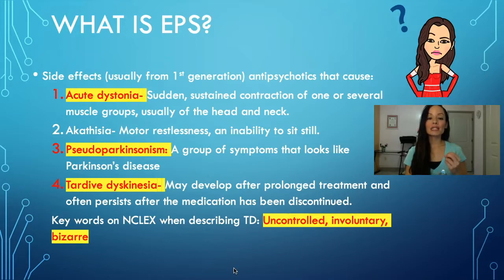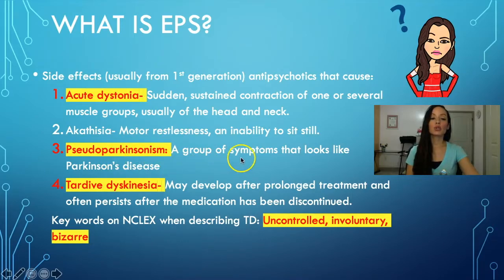Akathisia is motor restlessness. They're just moving about. They're fidgeting. Be careful with this A word because it doesn't mean without. It's one of the few that don't mean without. So they're just moving. They can't sit still. They're pacing. They're fidgeting. That's akathisia.